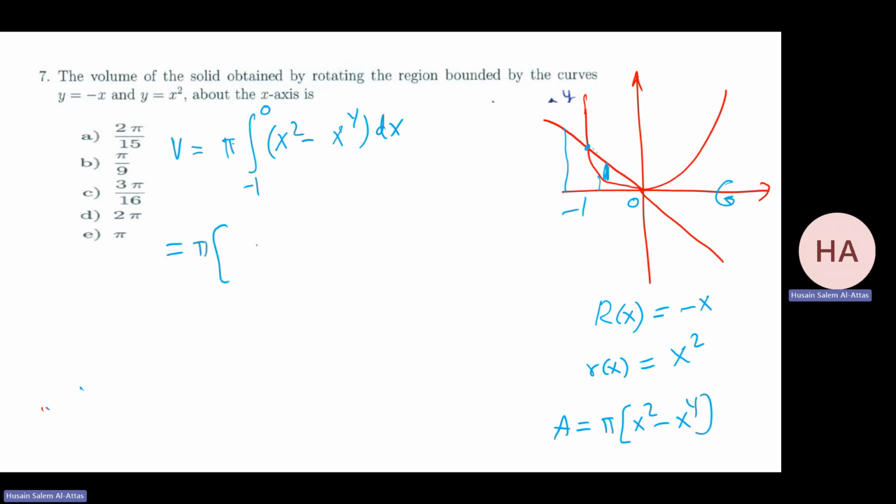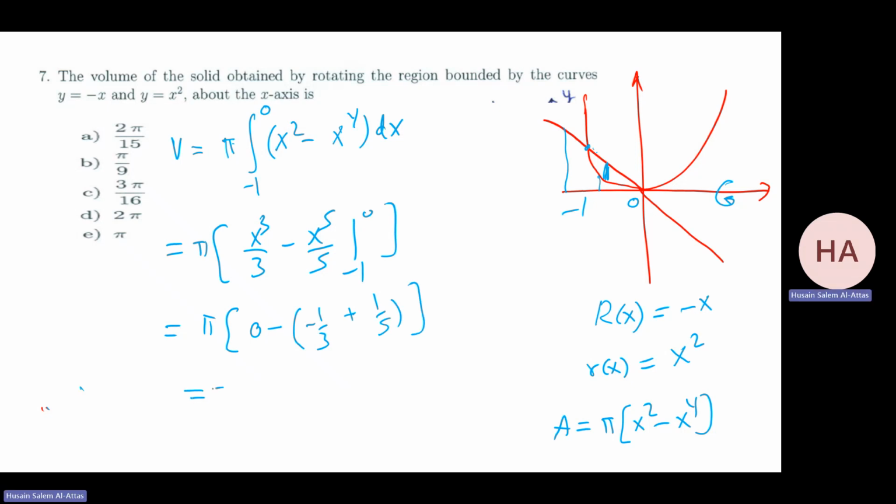That gives me π times x cubed over 3 minus x to the power 5 over 5, from minus 1 to 0. If we do the calculation, that will be π times 0 minus 0, that will be 0, minus the value at minus 1: minus 1 over 3 minus minus 1 over 5. That will give me plus 1 over 5. So I have π times what? This is minus 1 over 3 plus 1 over 5, minus 2 over 15. So it's 2π over 15. Should be positive.